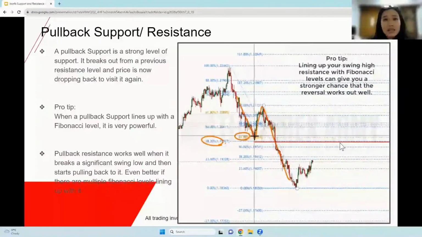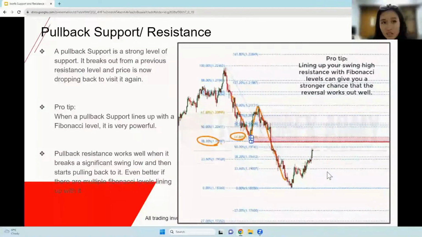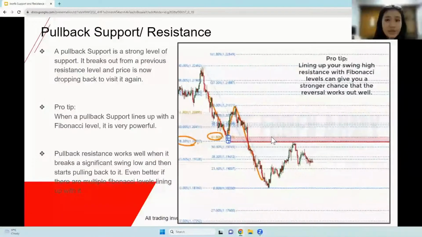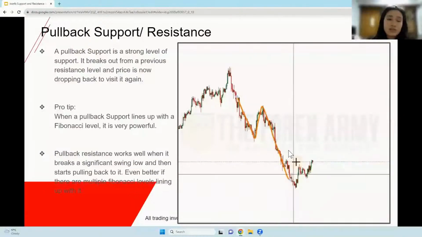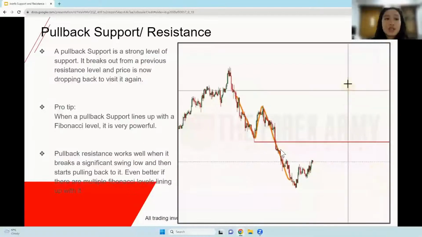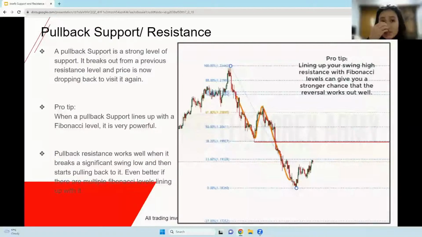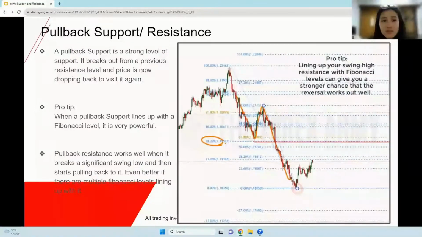If you take a look at the GIF, this is a pullback resistance, so just ignore that for now. Pullback support is basically the opposite, where we are expecting price to retrace back to your support level. A pro tip is that when a pullback support lines up with a Fibonacci level, it's typically considered very powerful. For pullback resistance, these work well when it breaks a significant swing low and then starts pulling back to it.